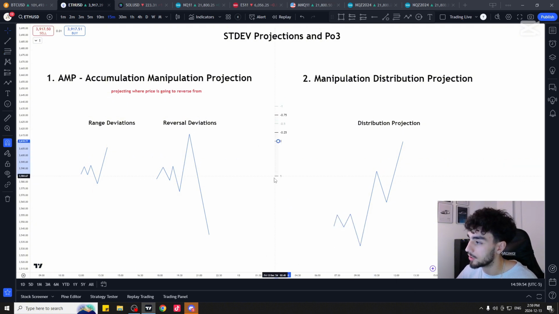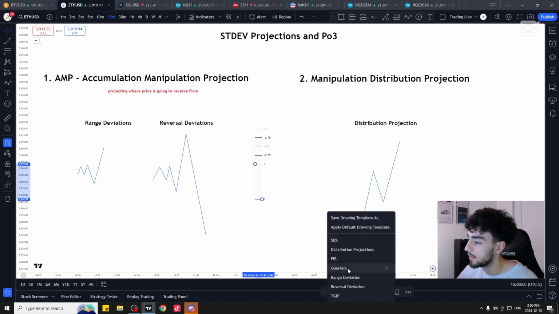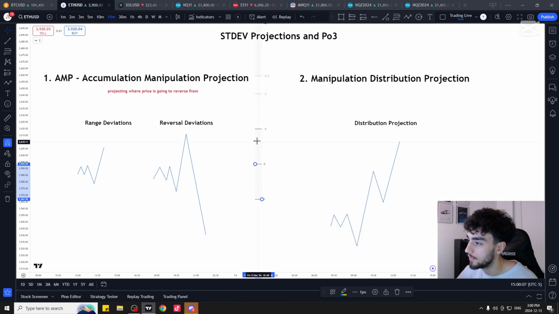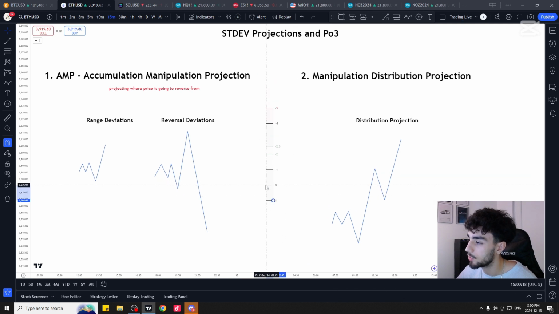So range deviation, this is my fib. I'm looking at these 4 price levels, 0, 1, and then 0.25, 0.5, 0.75, negative 1. All right, that's the fib setting. And then you have reversal deviation. This is where I'm looking at these specific levels right here. And then the last one is distribution projections. This is where it's very similar to the reversal deviation.